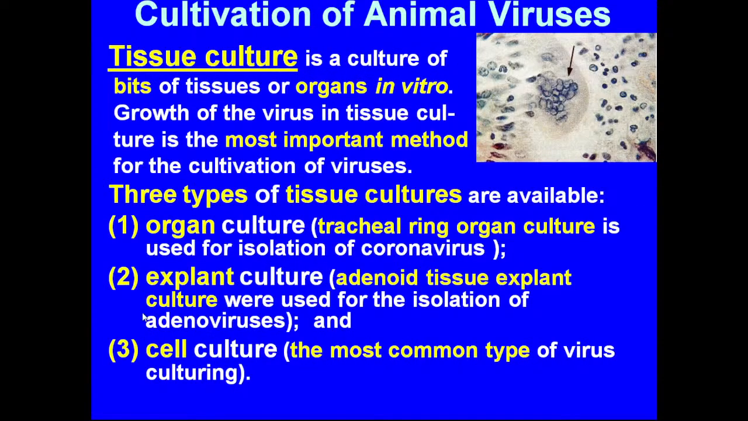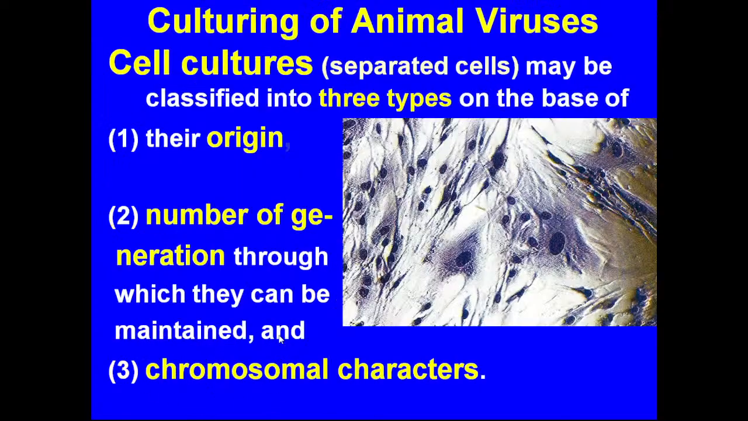Then the third way of viral growth is to grow it in tissues of humans or animals, or sometimes we use insect cells, right? For those viruses that can be transmitted with vectors like mosquitoes or ticks or whatever. So, out of different tissue cultures, cell culture is the most common type of culturing.